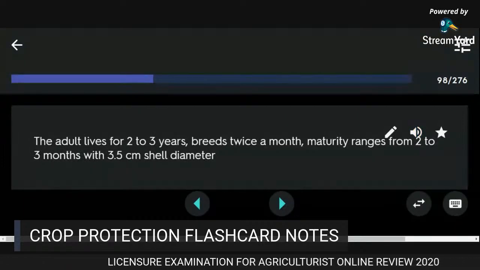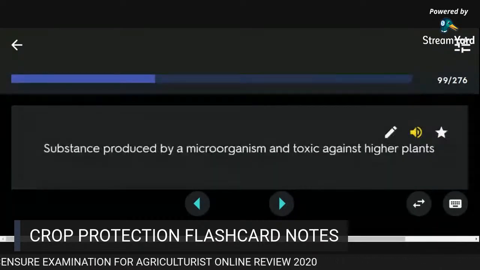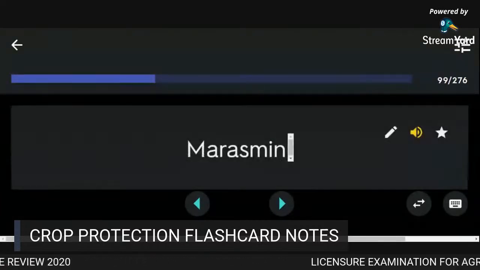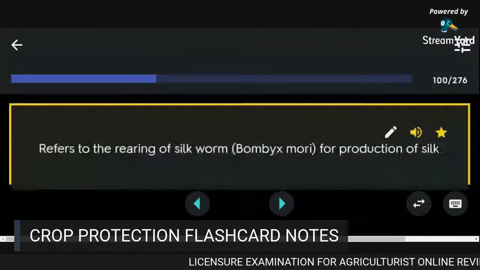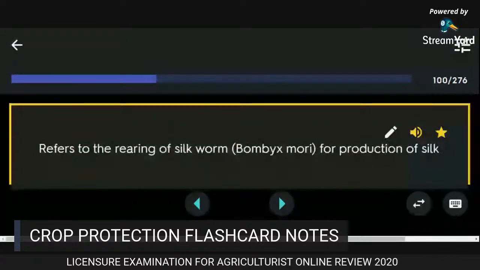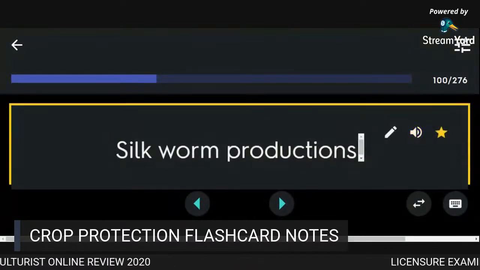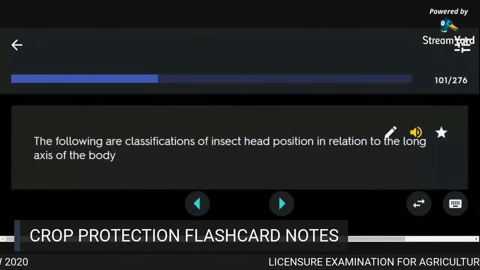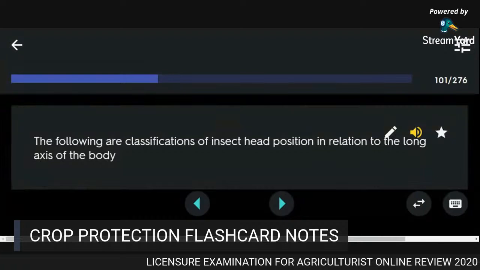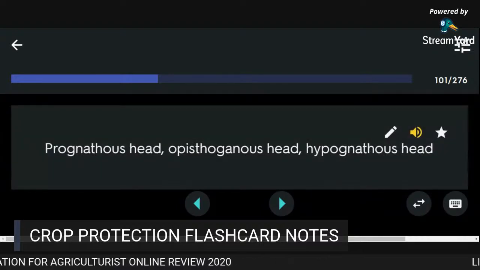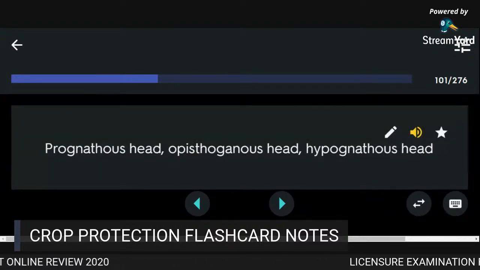Substance produced by a microorganism and toxic against higher plants. Marasmin. Refers to the rearing of silkworm for production of silk. Sericulture. The following are classifications of insect head position in relation to the long axis of the body: prognathous head, opisthognathous head, hypognathous head.